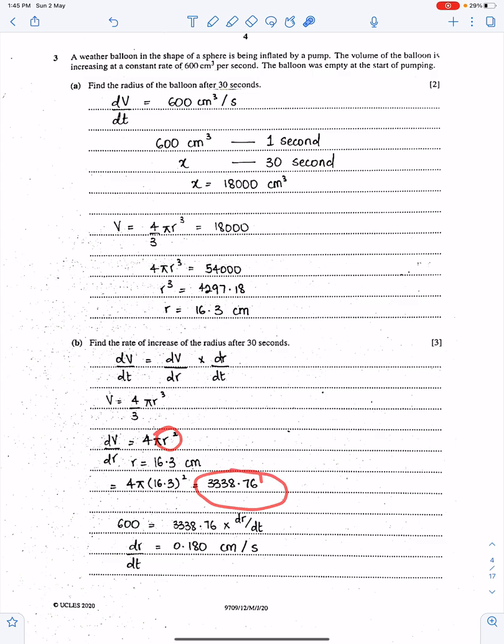That's the numerical value of dv upon dr. By substituting this value here and 600 here, we can get dr upon dt. Make sure you give your answer up to 3 significant figures. This part is important, especially this part.